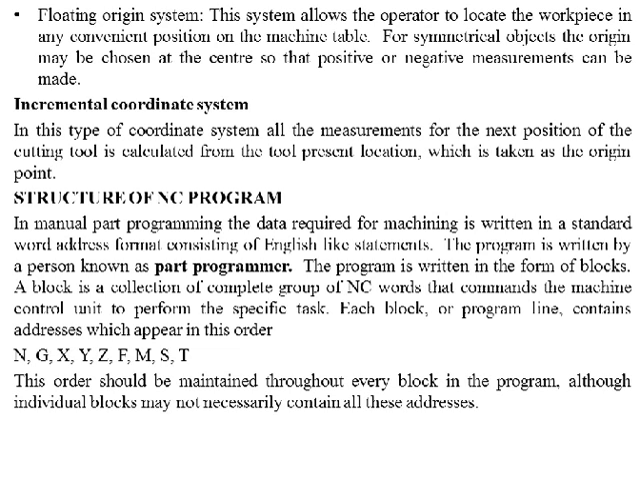So a floating origin is the one which allows the operator to locate the workpiece in any convenient position, and usually for symmetrical objects the origin is chosen at the center so that both positive and negative measurements can be made. This is the first type of coordinate system, called the absolute coordinate system. In the absolute coordinate system there are two types, the fixed origin system and the floating origin system. Coming to the second type of coordinate system, that is the incremental coordinate system.